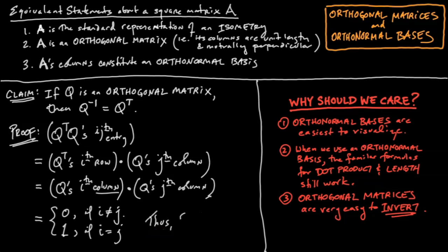So it follows that the matrix that is produced when we look at Q transpose Q is nothing other than the identity matrix. Hence, Q inverse, the matrix we have to multiply Q by to get the identity matrix, is nothing other than Q transpose as claimed.